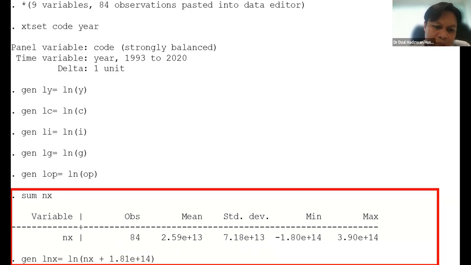Why do we need to do this? Because we do not want a negative value in our data set. If we have a negative value, it is impossible for us to convert into the log. Okay, like that.